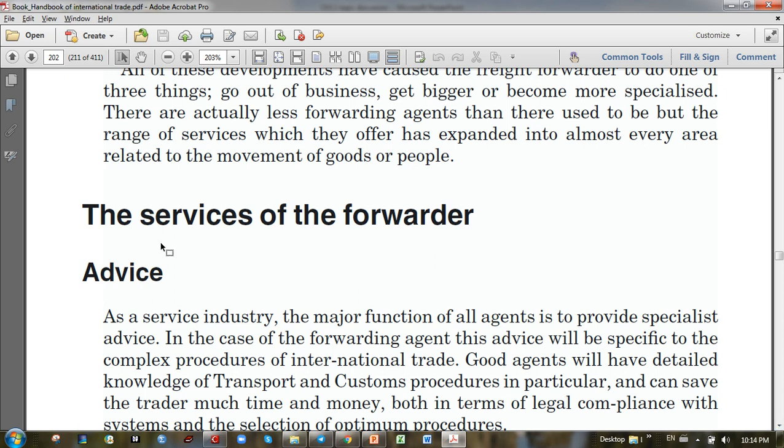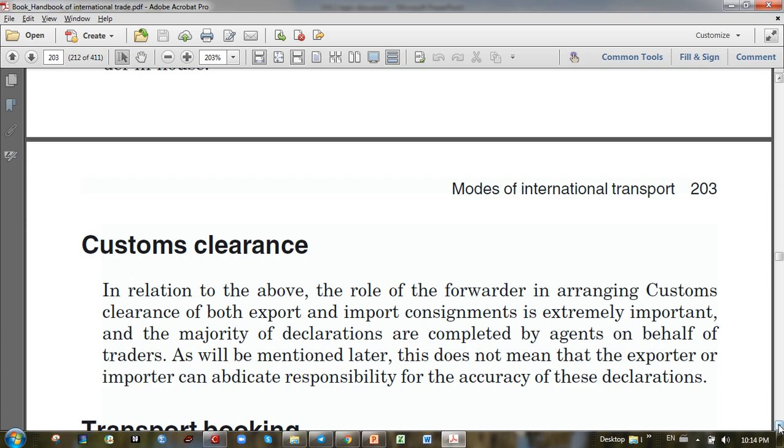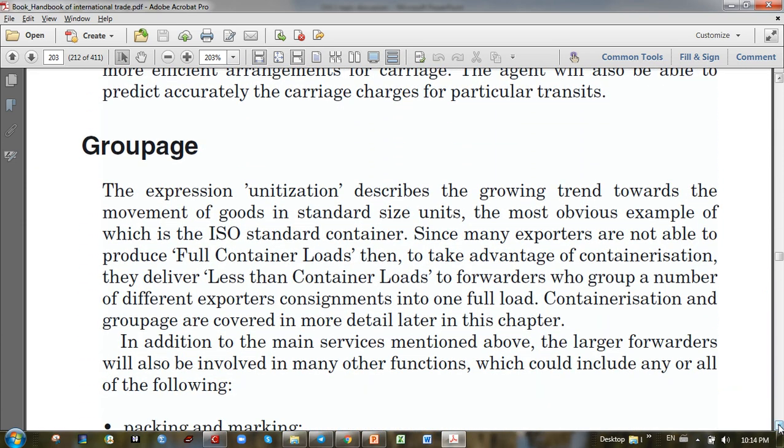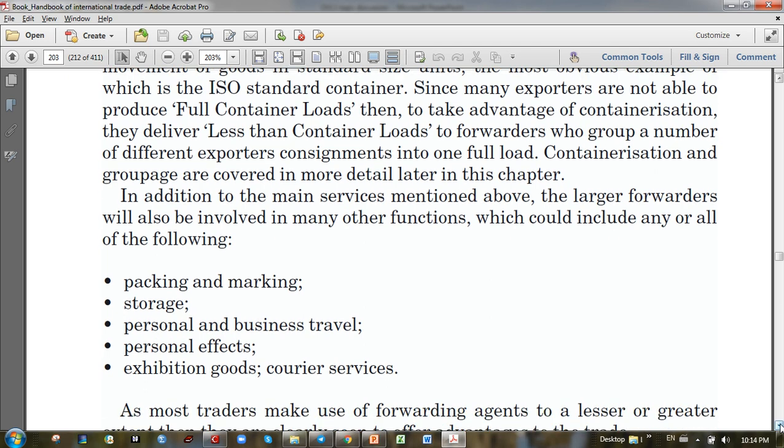Next we look at the services provided by freight forwarders. I also have this in my slide: documentation, customs clearance, transport booking, and so on. You can read from that in order to answer your question. Again, the question is short, but it doesn't mean you give a short answer. When you write your answer, you need to cover almost everything. But in terms of presentation, you need to summarize what you wrote.